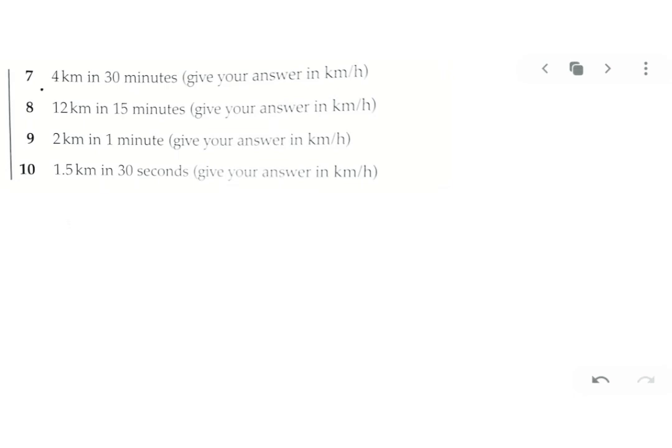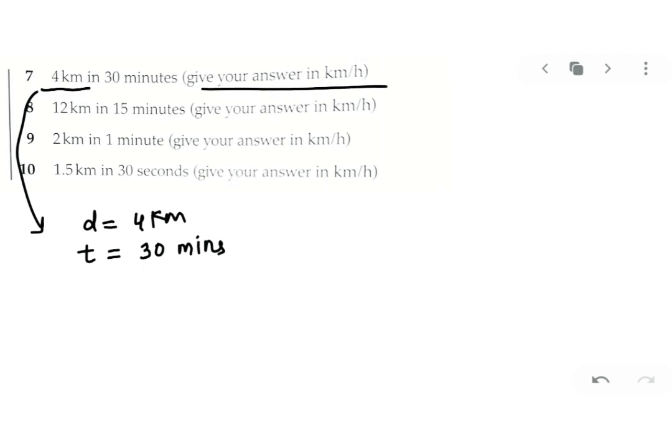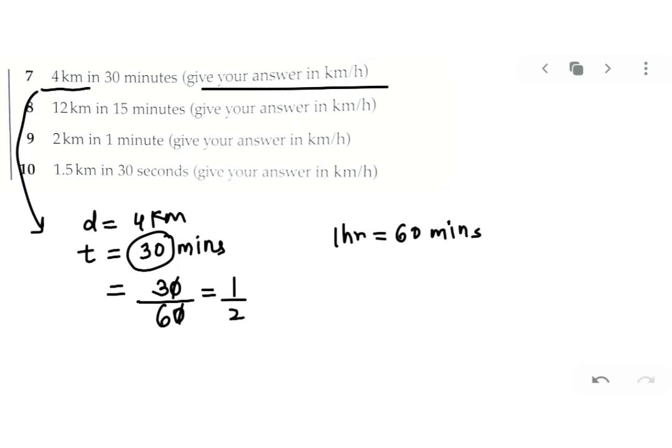Your next is the distance given in problem number 7. The distance given is 4 kilometers and time given is in minutes, that is 30 minutes. You have to give your answer in kilometer per hour. If you want, you can convert here your time in hours. How will you convert into hours? You have to divide by 60. Yes, because 1 hour is equal to 60 minutes. So you have to divide by 60 and from there you will get 1 upon 2 hour.